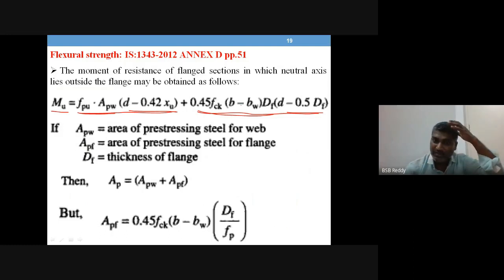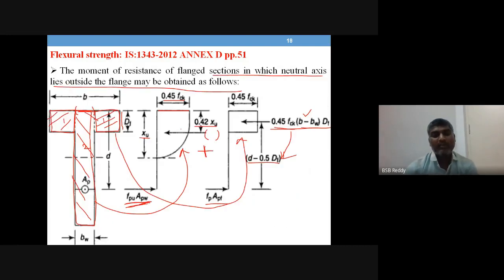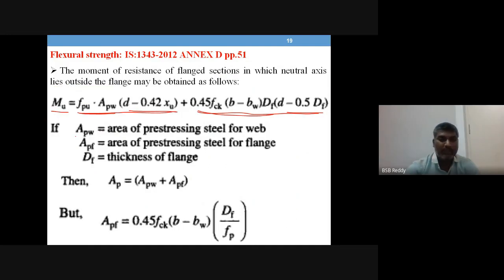In this case the code will not talk about it, so you have to develop the formula on your own. Code only gives you the first case, the neutral axis falling in the flange. Right. So APW is nothing but area of pre-stressing steel in web, APF is area of pre-stressing steel for flange, and DF is the thickness of flange.